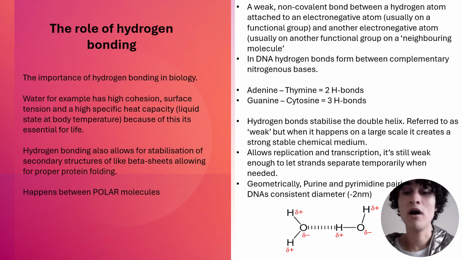negative oxygen, and that hydrogen that we're talking about is also going to be electropositive because it's also bonded to an oxygen on the neighbouring water molecule, and that oxygen is holding those electrons. Okay, that oxygen becomes electronegative, and that oxygen can also act as a hydrogen acceptor. And you can see how when that happens on a large scale, it creates a very strong, stable chemical medium.